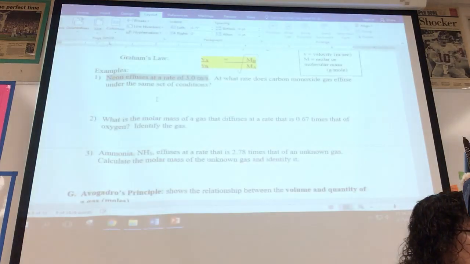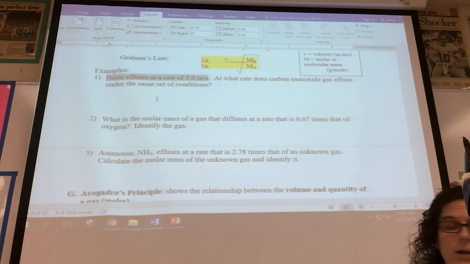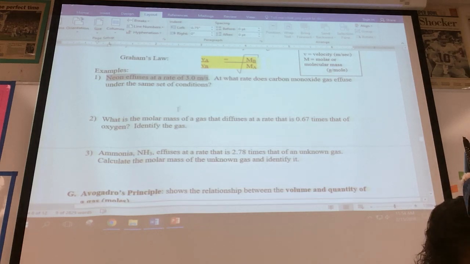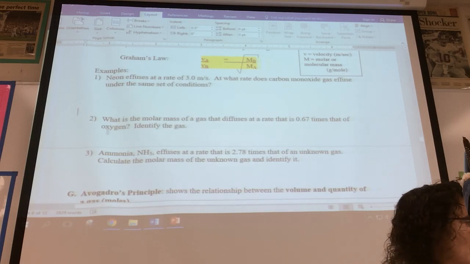Let's take a look at that. Let's keep that in mind, taking a look at this problem. And this problem's written a little bit tricky. Yours will be much more straightforward. It says, what is the molar mass of a gas that diffuses at a rate that's 0.67 times that of oxygen gas? So it's slower than oxygen gas, which means it must be heavier. And then we want to identify the gas.